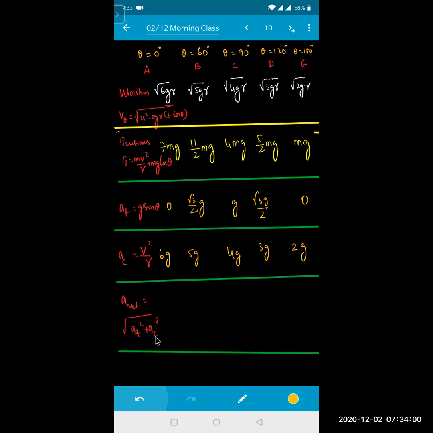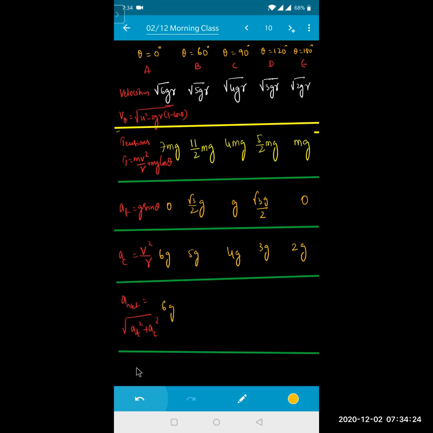Then the net acceleration will be equal to how much? You know a_t and a_c. a_t value is equal to 0 here, and a_c is 6g. So it will be 6g. Next one is equal to under root of a_t square plus a_c square. a_t is root 3 by 2 g whole square plus 5g whole square.